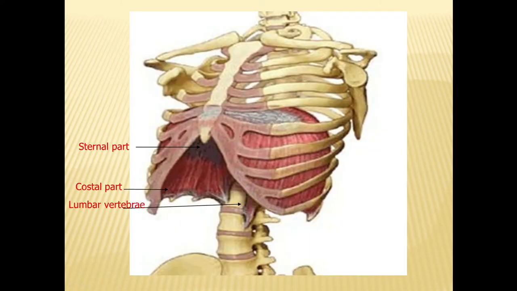So regarding the origin of the diaphragm, it has a sternal part, a costal part, and a lumbar part. The sternal part arises from the posterior surface of the xiphoid process. The costal part arises from the deep surfaces of the lower 6 costal cartilages, and they form the domes. And this is the vertebral part. You can see the lumbar vertebrae over here. From these lumbar vertebrae, there is also origin of the diaphragm.